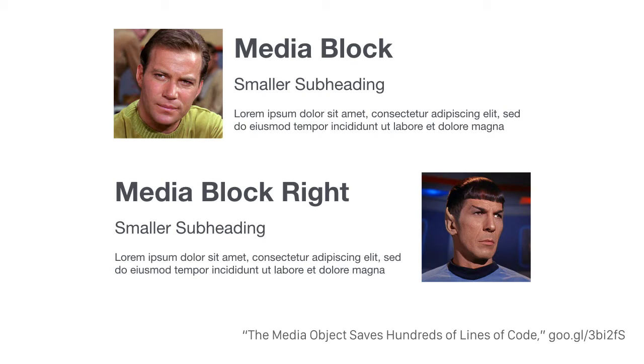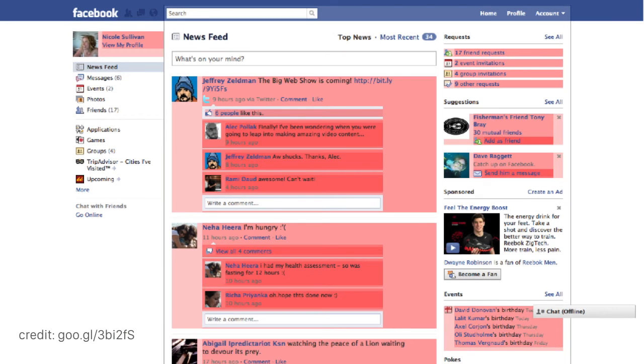And she had a case study that I've linked here at the bottom called The Media Object Saves Hundreds of Lines of Code, talking about applying this pattern to large-scale sites. One of her biggest examples of it was Facebook. So every pink box you see here is an example of the media object. Fixed width image, flexible width text. And you can see that even though they're used for different purposes, they're all the same module. They're all the same underlying concept.